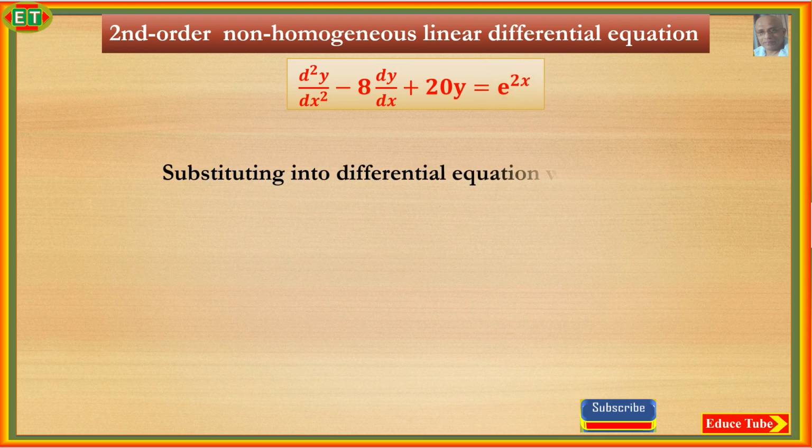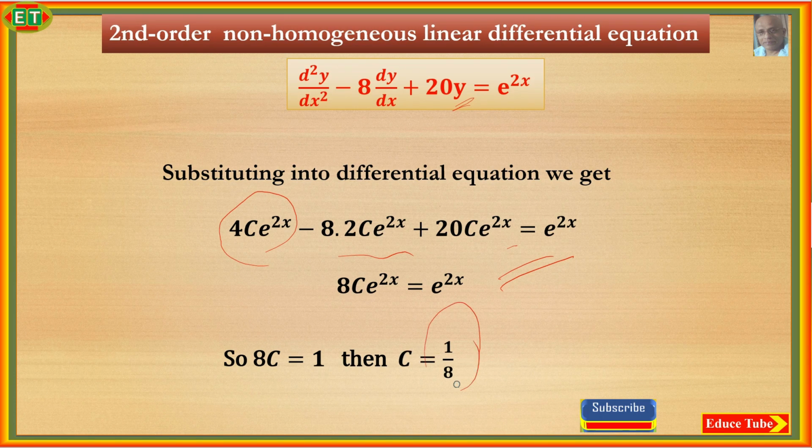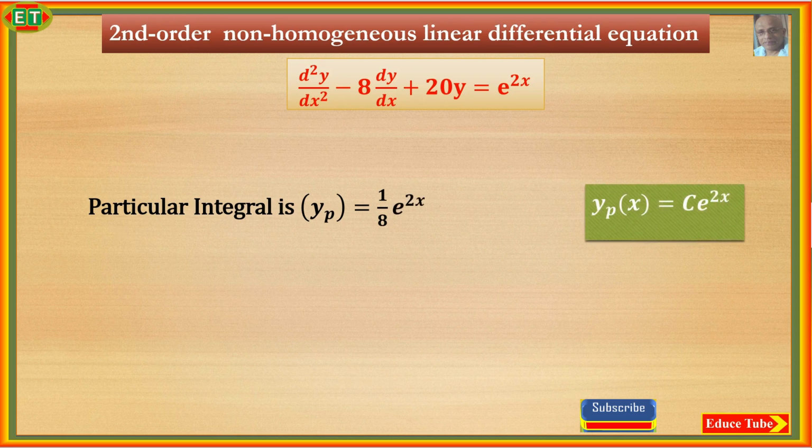So if we substitute this first derivative and second derivative in these equations, what do we actually get? We get this one. This is the second derivative, 8 times the first derivative, 20 times the value of y that we assumed before, and the right hand side e to the power 2x. Now after more simplification, we get this, and then we find the value of c equal to 1 by 8. Now this c equal to 1 by 8, we have to substitute in the equation we considered before for the particular integral, c e to the power 2x. So if we provide 1 by 8 as the value of c, our particular integral takes the form like this.